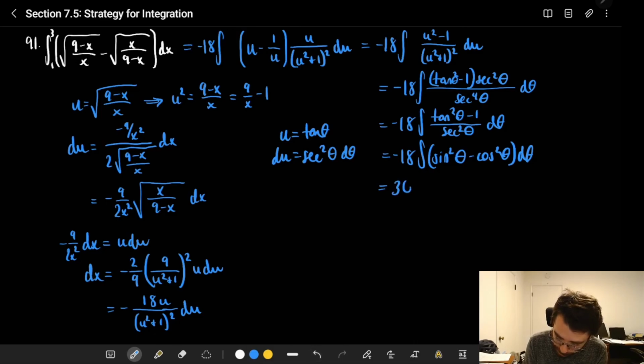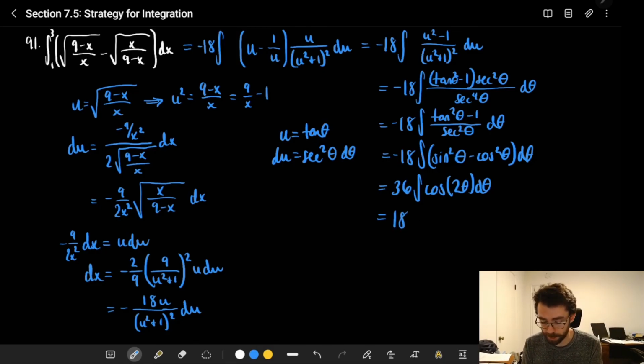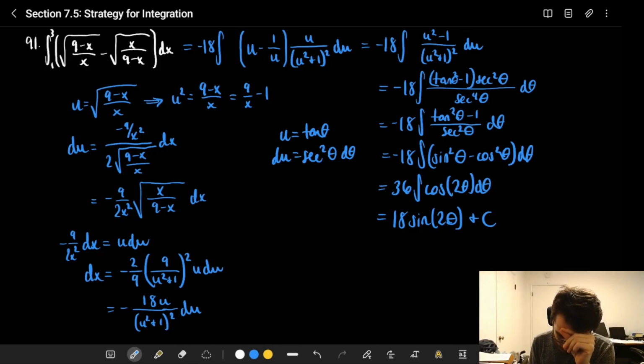Okay, trust me, a trig identity does this. And then, voila. Antiderivative of cosine 2 theta is 1/2 sine 2 theta, which is why I threw away the 36 and made it an 18. Oh man, if this is correct, I don't even know. We need to undo the trig sub, and then we need to undo the u sub, and then we need to plug in our bounds.